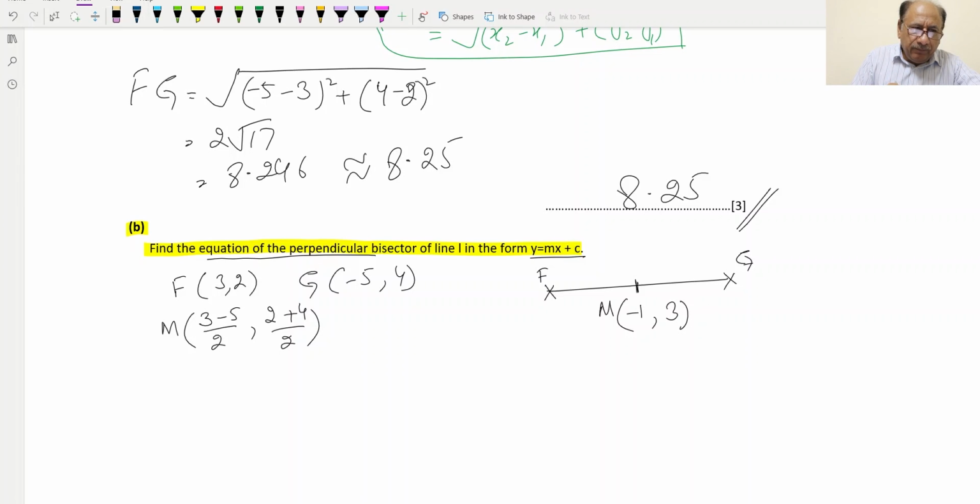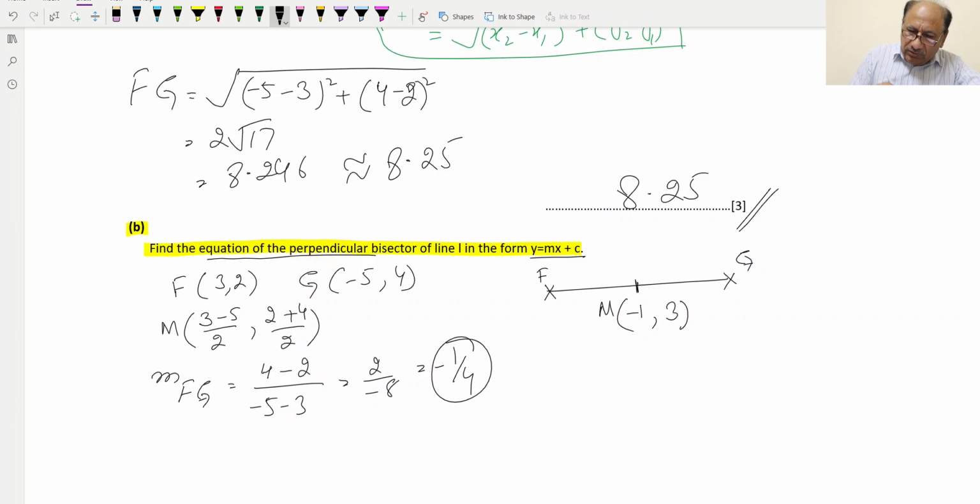Gradient will be, we can write m of FG will be equal to y2 minus y1 over x2 minus x1. So 4 minus 2 divided by x2 minus x1, so this will be 2 over minus 8, which is equal to minus 1 by 4. So this is the gradient of FG. So the gradient of the perpendicular will be the reciprocal and change sign of this gradient, so it will be 4. So this gradient we will use, and the point M we will use and write the equation.